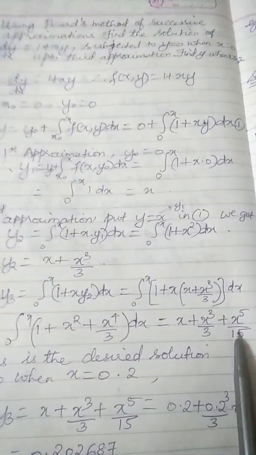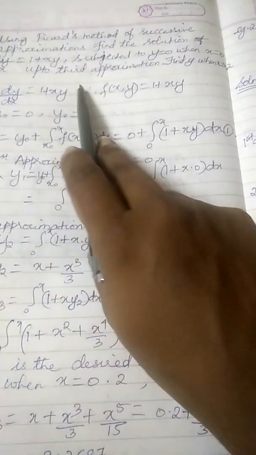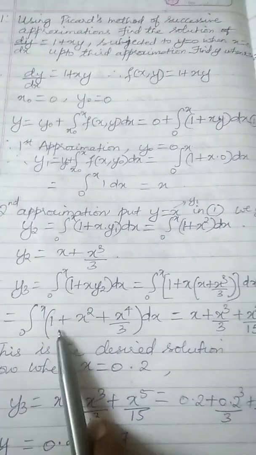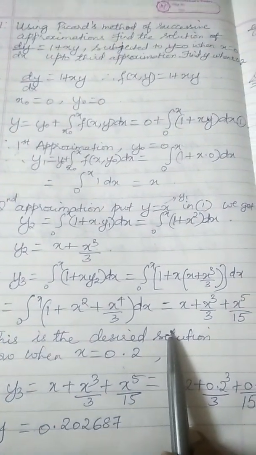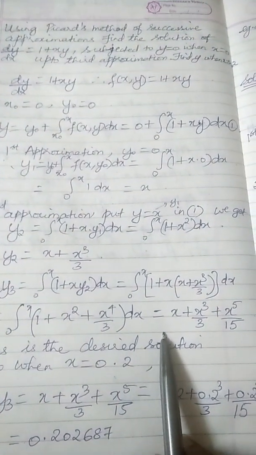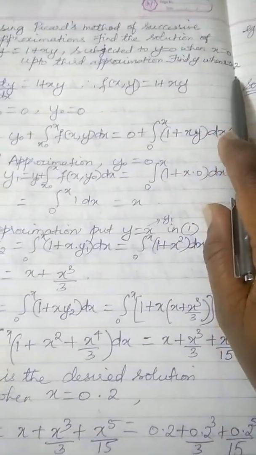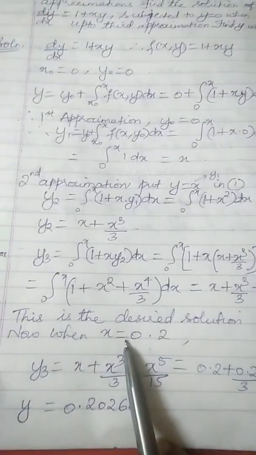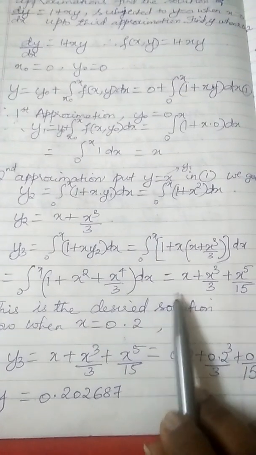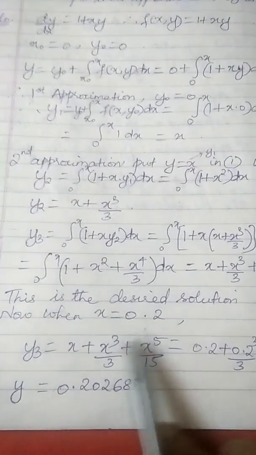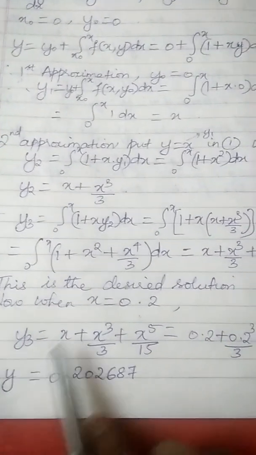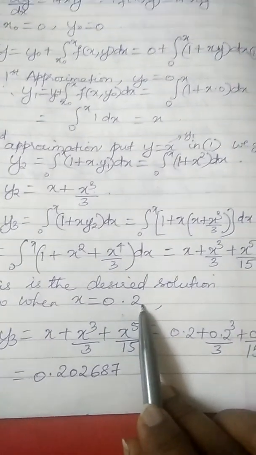Now we are asked to solve this problem up to third approximation. Hence we stop with y3. But further we are asked to find y when x is equal to 0.2. Therefore, keeping y3 as a desired solution, we are proceeding to evaluate y at x equal to 0.2.